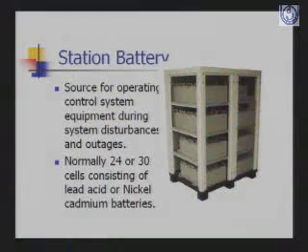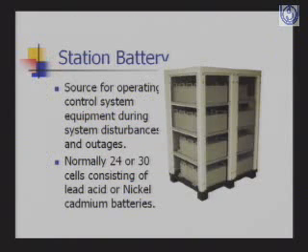The station battery, as we were discussing, is a source for operating control system equipment during system disturbances and outages. Normally 24 or 30 cells consisting of lead acid or nickel cadmium batteries are used in a substation for battery purposes. These are the major equipment. Then we have the firefighting equipment, we will have a fire extinguisher, we have lighting equipment. So all these are also available in the substation. These are auxiliary equipment which are required in a substation.